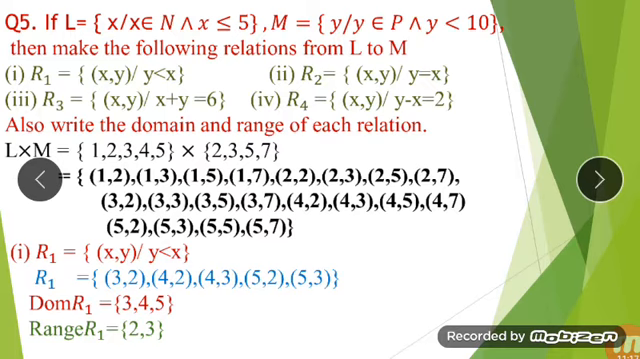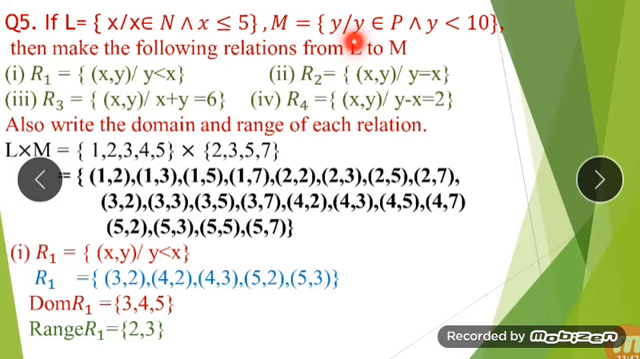Question number 5 is here: if set L has the elements x, given in set builder notation, x such that x belongs to natural numbers and x is less than or equal to 5. First of all, let's make the set. All the elements of the set belong to natural numbers, and x is less than or equal to 5. Less than 5 are 4, 3, 2 and 1, and 5 is also included. So set L consists of the elements 1, 2, 3, 4 and 5.